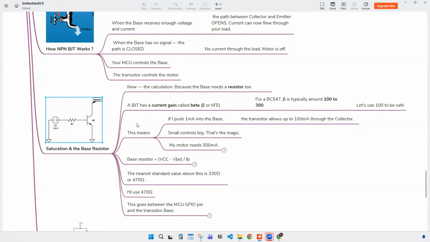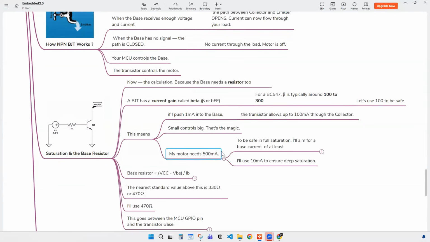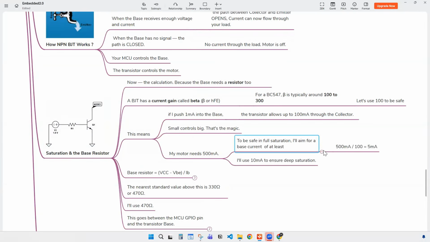pass through. So if the motor needs 500 milliamps, to be safe in full saturation, we aim for a base current of at least 500 milliamps divided by 100, which is 5 milliamps. So at the base pin, if you are giving 5 milliamps, it is going to make sure that 500 milliamps passes on the output side. Guys, are you all really clear?